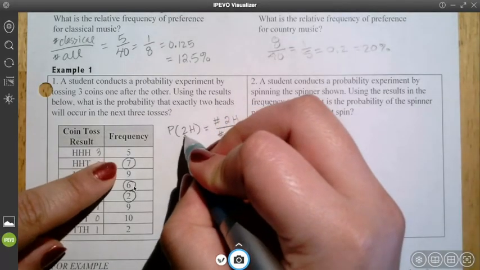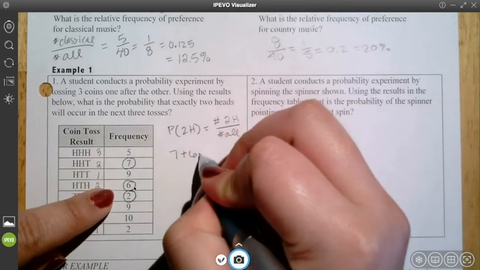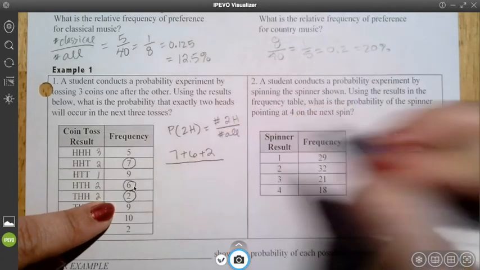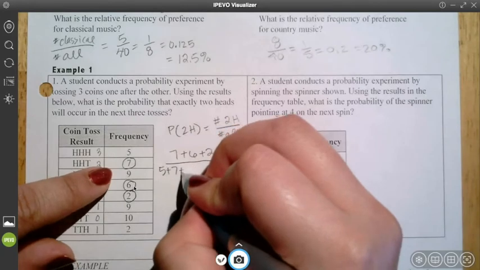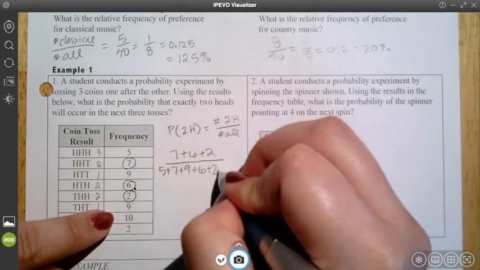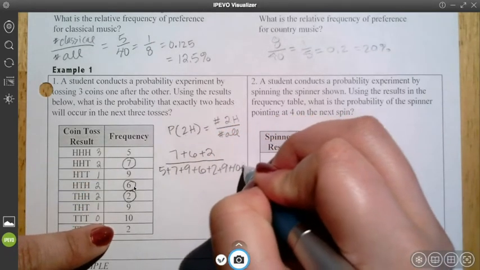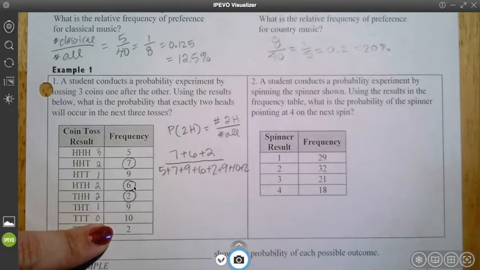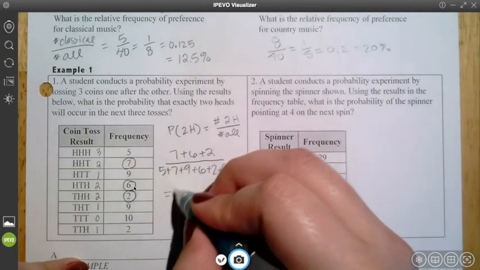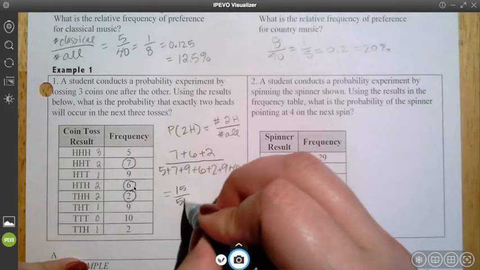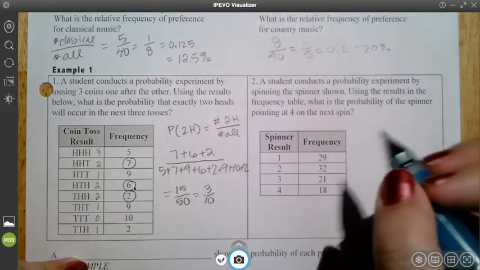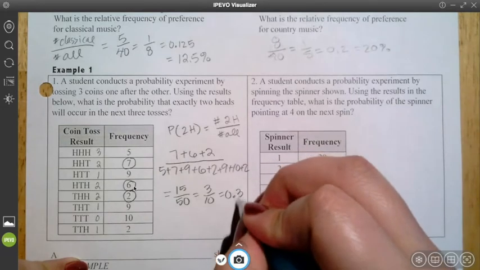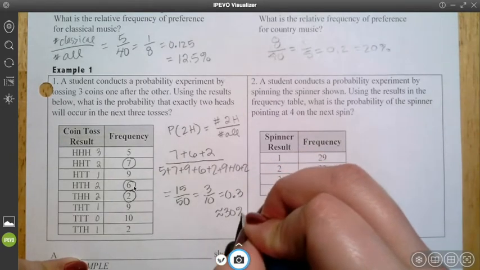So the probability of 2 heads, that's 7 plus 6 plus 2. And how many total are there? That's 5 plus 7 plus 9 plus 6 plus 2 plus 9, 10, and 2. Add all of those up. You should get 15 over 50. Simplifies to 3/10, which is exactly 0.3 or 30%.